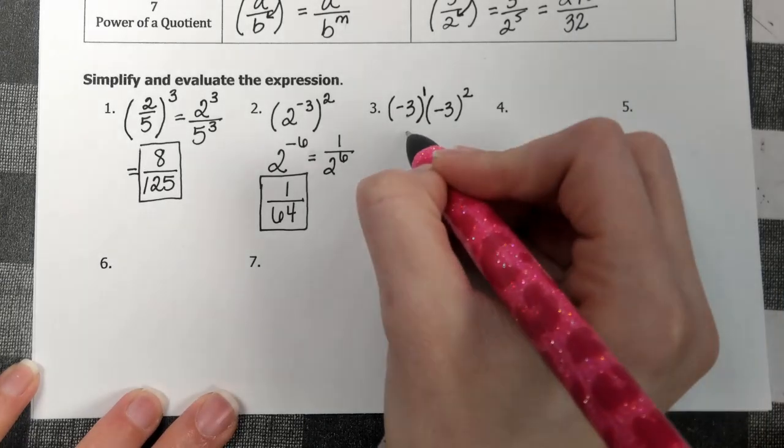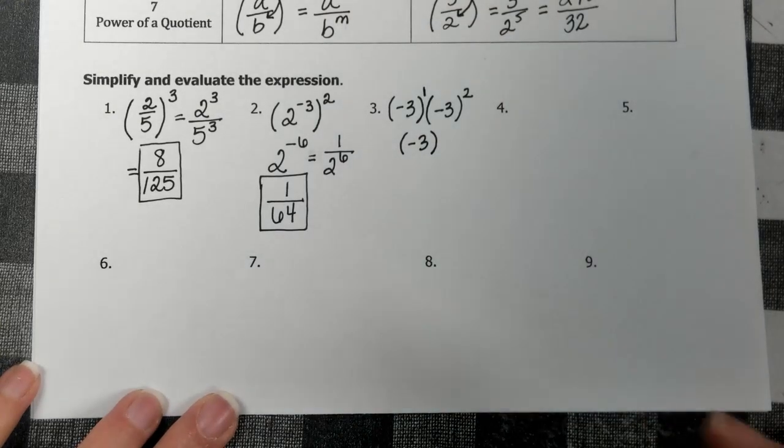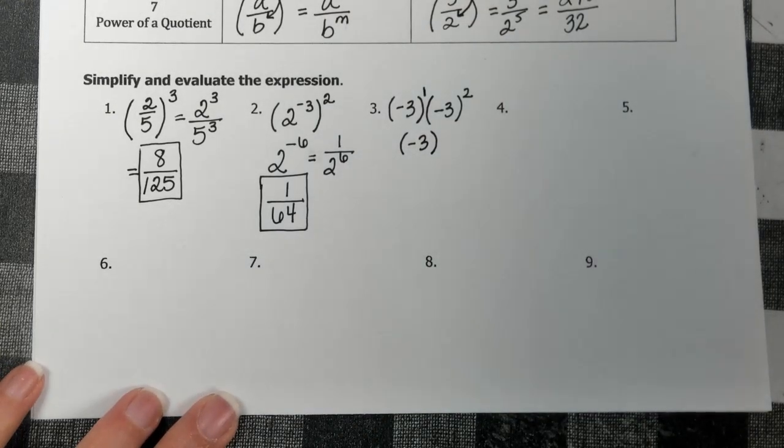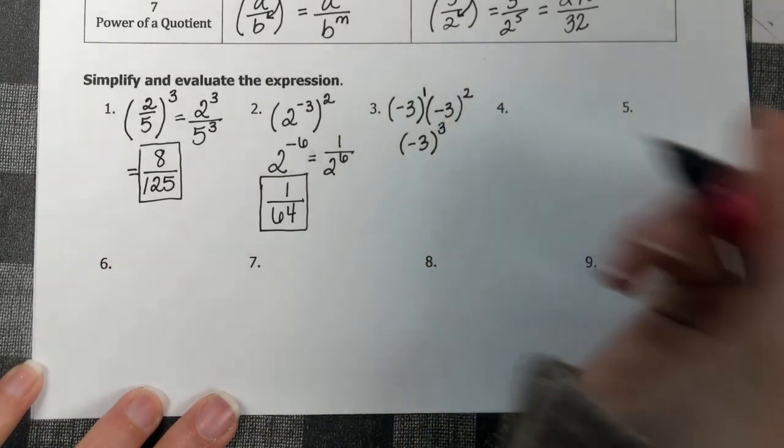So I should have my base of negative 3, and because it's negative, it stays in parentheses. You have to be extremely careful with negative bases. They have to stay in parentheses or you're going to get the wrong value. So what will be my exponent for this? 3, because you added 1 and 2.